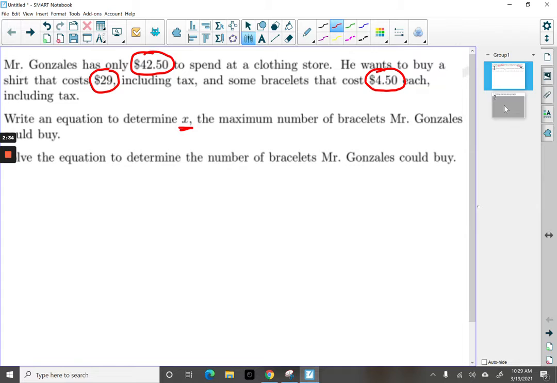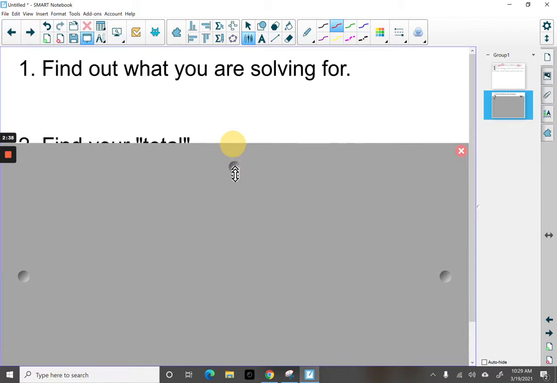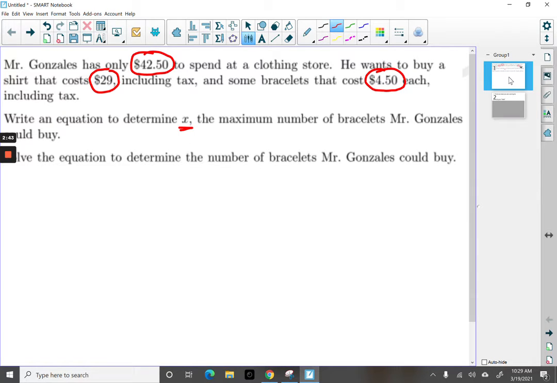Now, my step 2, and I will keep referring back to this, is to find our total. Okay, the total in my equation usually, but not always, is my largest number. It is what we are going to get after doing all of our operations. Now, in this problem right here, Mr. Gonzalez has only $42.50 to spend at a clothing store.